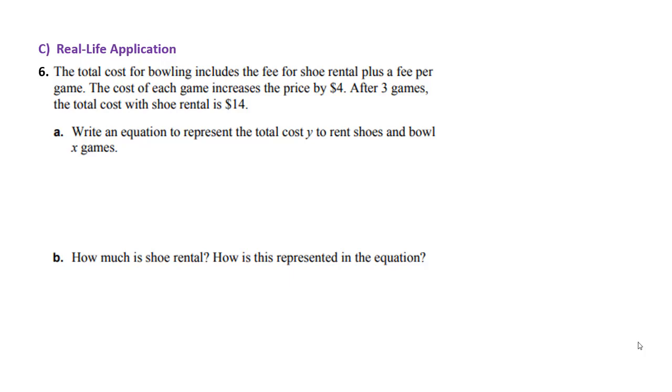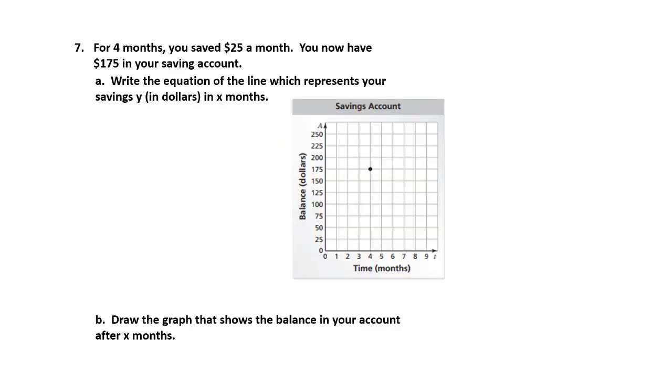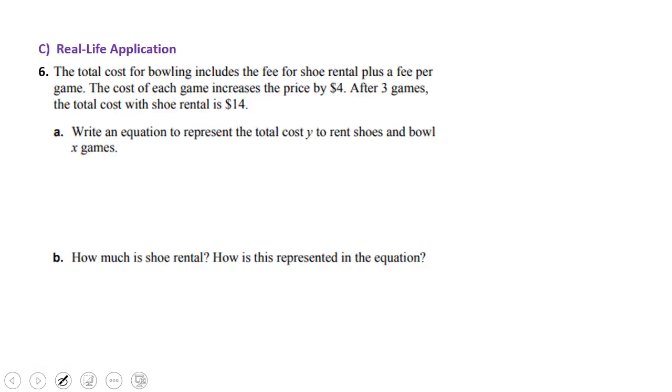So we already know that our y is cost and our x is games. That's very important. Now we can reread and mark our text. It says the total cost includes shoe rental and the fee per game. The cost of each game increases the price by $4. So what does that represent? Well, that $4 represents the cost of each game, and that sounds like slope to me. $4 per game, so our slope is 4.